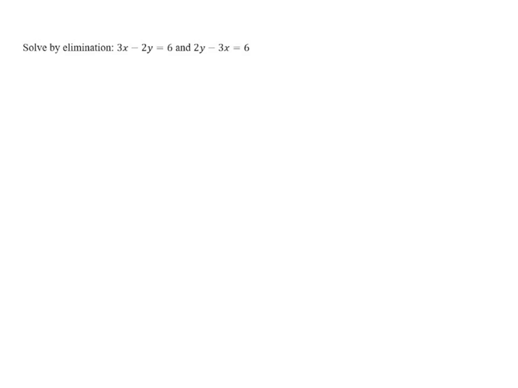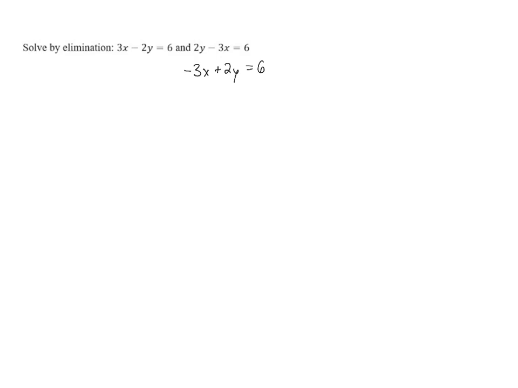So I'm going to rewrite the second one as negative 3x plus 2y equals 6. By putting the x term first and the y term second, and then the constant on the other side, we can make sure that everything lines up properly.